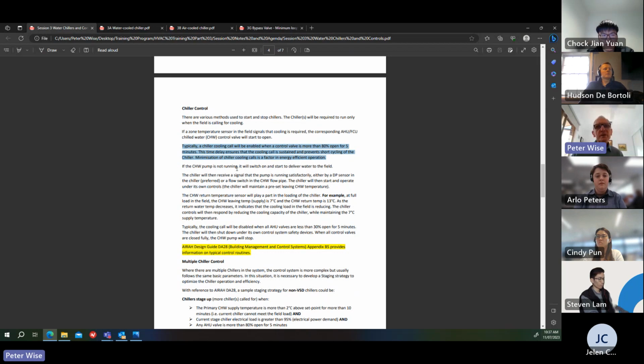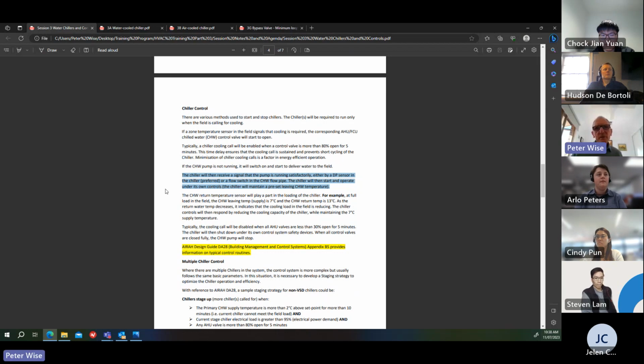If the chill water pump is not running, it'll now switch on and start to deliver water to the field. So you can start circulating water in the field, and then the chiller will receive a signal that the pump is running satisfactorily. Either a differential pressure sensor in the chiller, quite often they come with a DP sensor. If they don't, you can put one in across the flow and return of the chiller, or you can have a flow switch in the chill water flow pipe. The flow switches can be unreliable, so differential pressure is preferred.